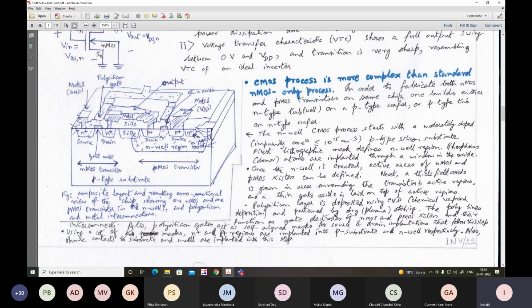both for the PMOS transistor and the NMOS transistor. Also, the ohmic contacts are no less important. Ohmic contacts to the substrate and N-well are implanted in this step. These ohmic contacts have a salient role to play. Here we show the N-well contact. N-well contact means within the N-well, the PMOS transistor will be fabricated, and surrounding it you have an N-well contact.